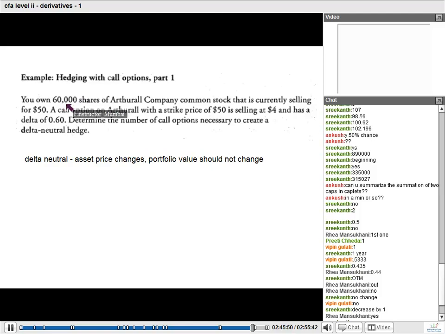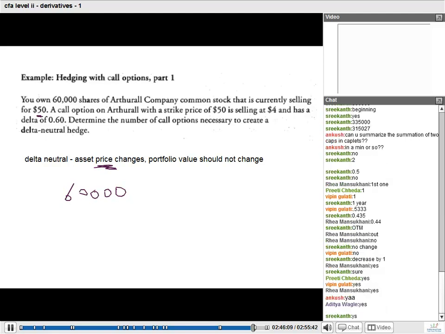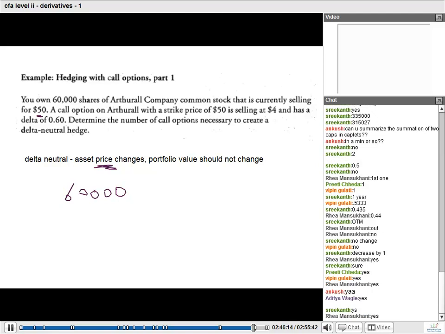At the moment, what is the portfolio? It is 60,000 shares. If the stock price falls by $1, what will be my loss? $60,000. At the moment, if the asset price changes by $1, then my portfolio will lose $60,000 because I have 60,000 shares. However, the call option will lose how much? Call option will lose $0.6.